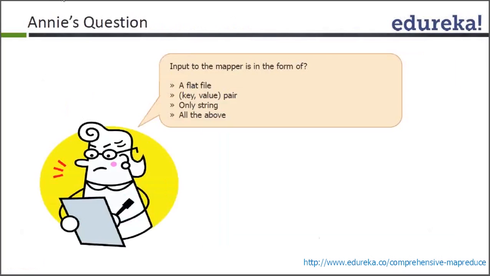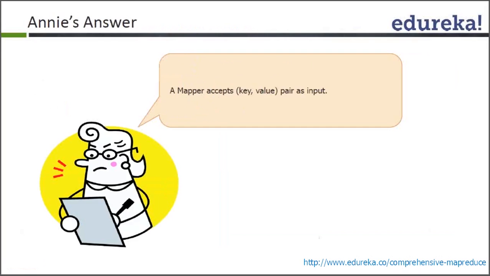So the right answer is going to be B. Like I said, it's not C. If it is not C, of course it can't be D. The right answer is going to be a key value pair. Please note, guys, the mapper accepts key value pair as input.